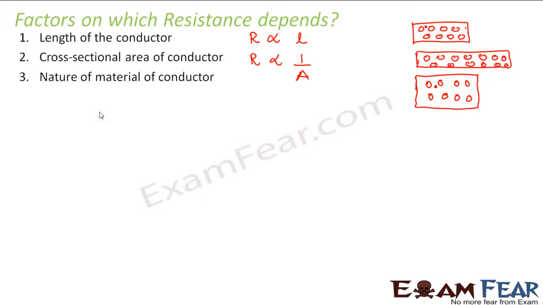The third one is the nature of the material of the conductor. So the value of resistance is also dependent on the nature of the material of a conductor.